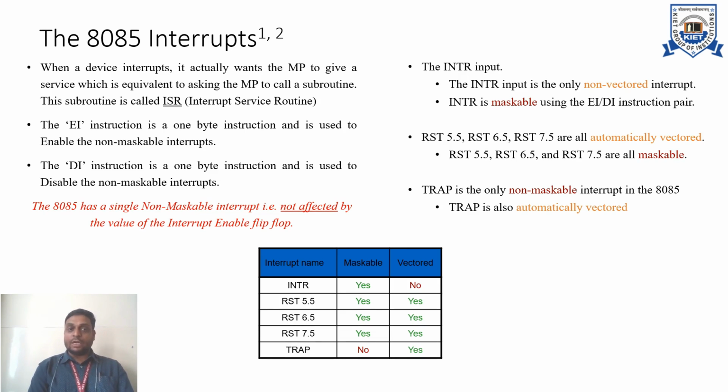To enable the interrupt, there is the EI instruction. The EI instruction is used to enable the interrupt. The DI instruction is used to disable the interrupt. Enabling and disabling of interrupts is possible in the case of maskable interrupts.